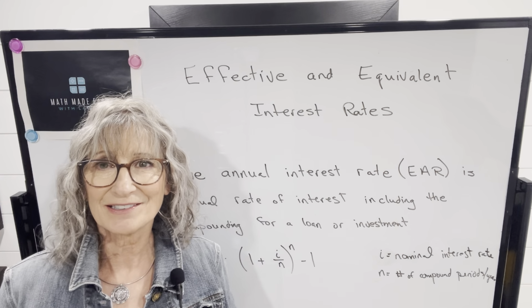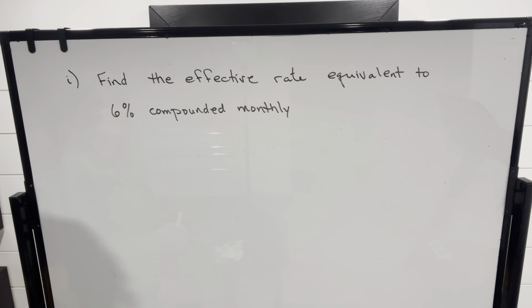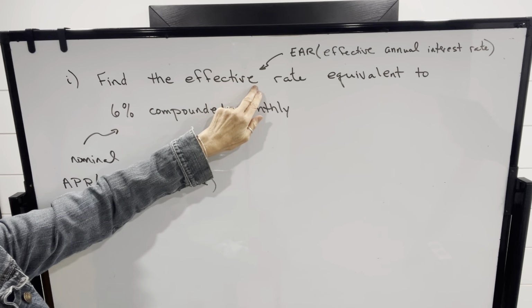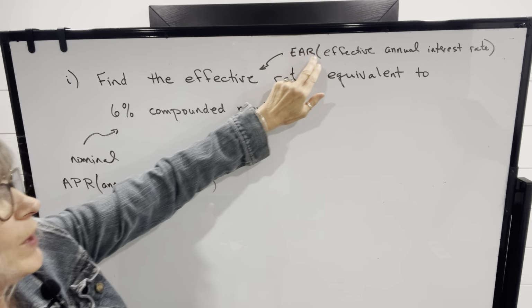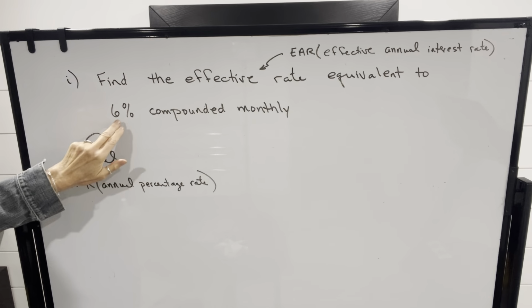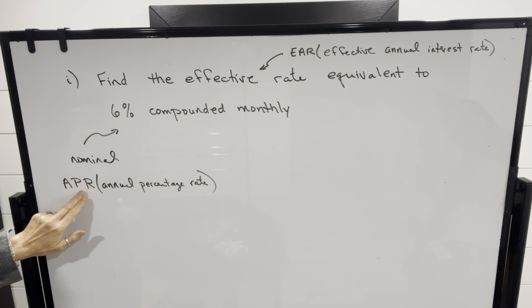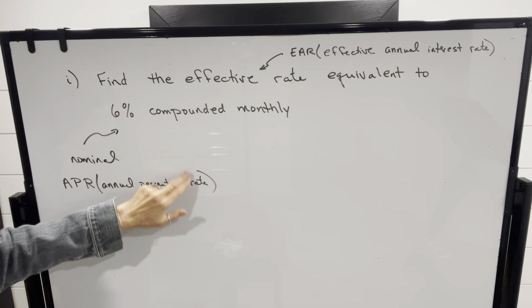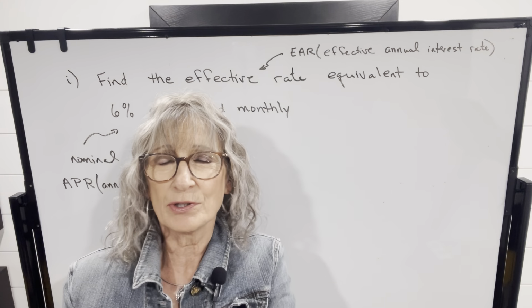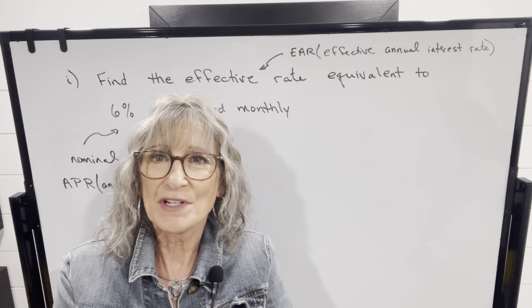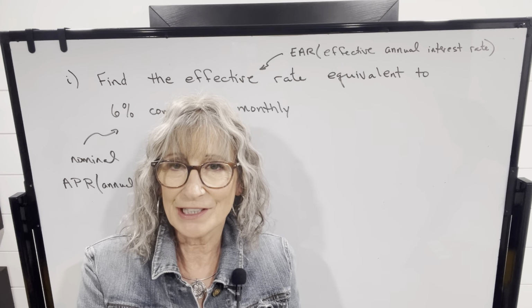So our first example says find the effective rate equivalent to 6% compounded monthly. So what we're asking for is the effective annual interest rate, also called EAR, when you're given the nominal interest rate or the APR, the annual percentage rate. So what we're basically doing is if it's 6% compounded monthly, we want to know what percent would it be if it was compounded yearly.